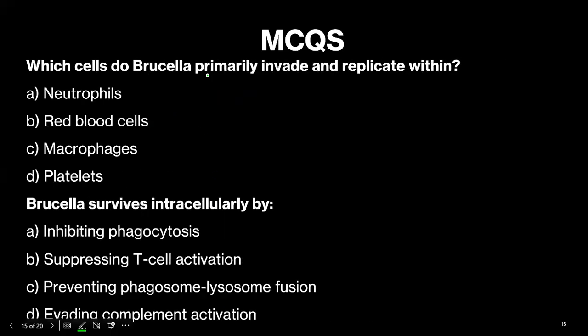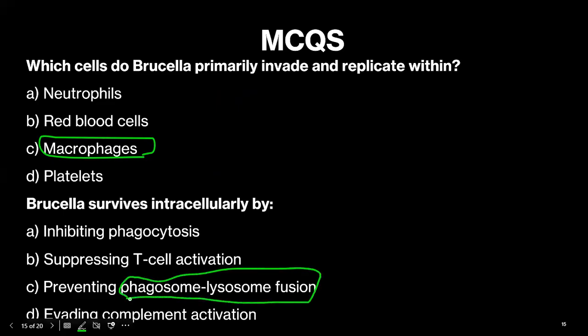Which cells do Brucella primarily invade and replicate? That is the most important. Neutrophil, red blood cell, macrophages, and platelets. So macrophages will be the right option in that case, because Brucella replicates in the macrophages. Brucella survives intracellularly by inhibiting phagocytosis, suppressing T cell activation, preventing phagosome-lysosome fusion. So actually it can prevent itself from the lysosome fusion. So that will be the right option.